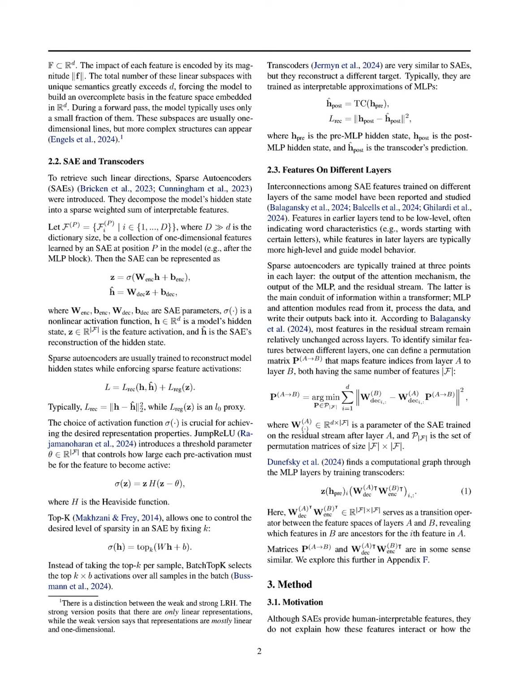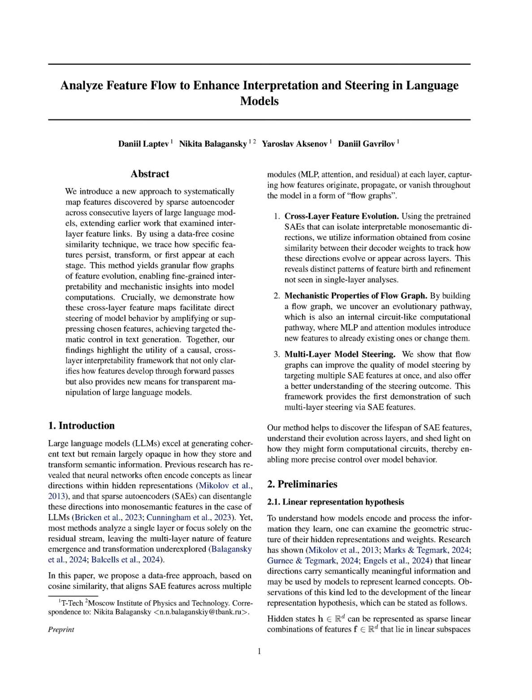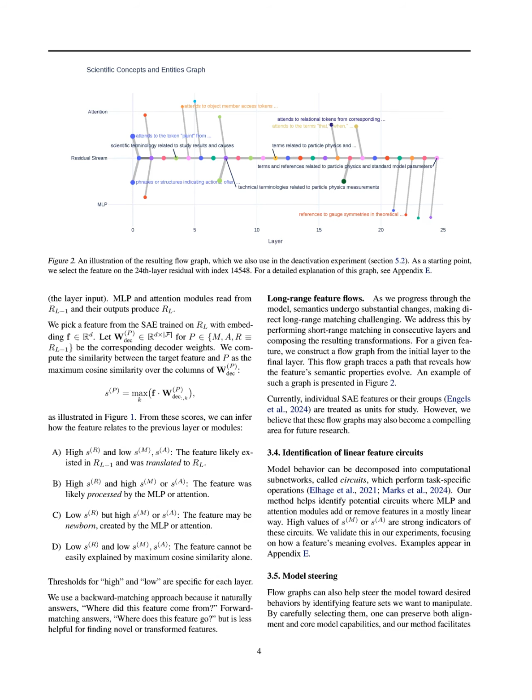For instance, if the feature shows high similarity with an MLP output, we can infer that it has been influenced by the MLP's processing, indicating a transformation where low-level semantics evolve into more complex representations. As we progress through the layers, we construct a flow graph that captures these transformations, revealing how the feature's semantic properties change, such as becoming more abstract or refined. This method allows us to identify potential circuits where MLP and attention modules interact, adding or modifying features, ultimately providing insights into the model's internal computational pathways and enhancing our ability to steer the model effectively.